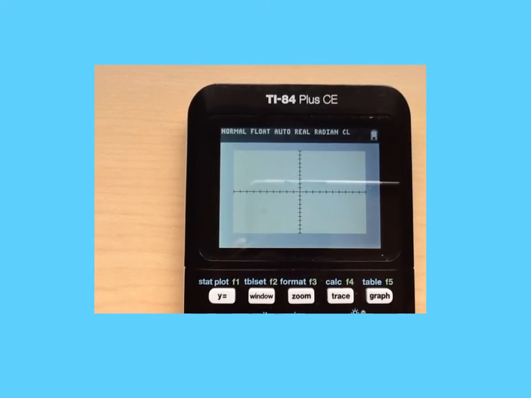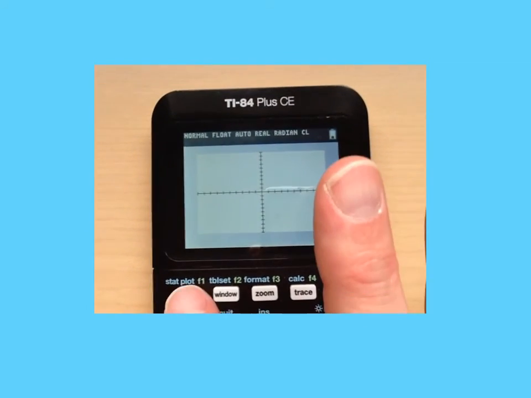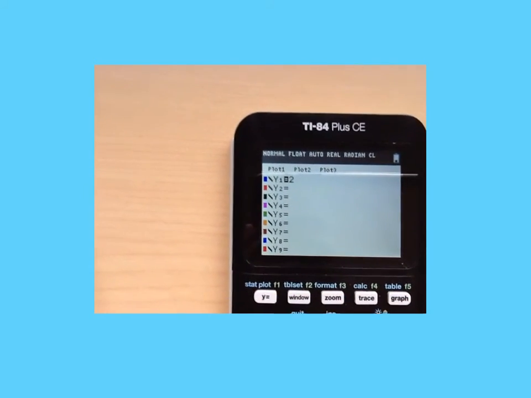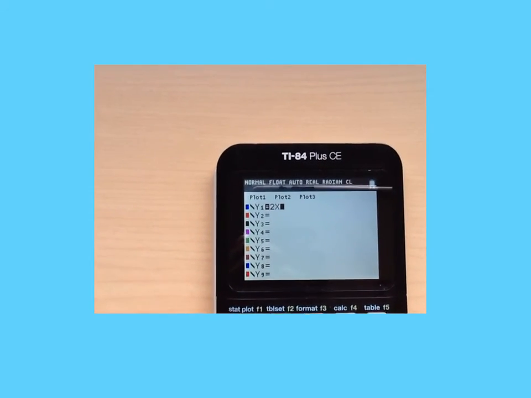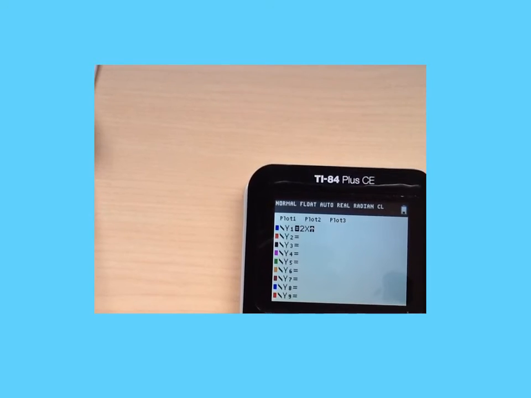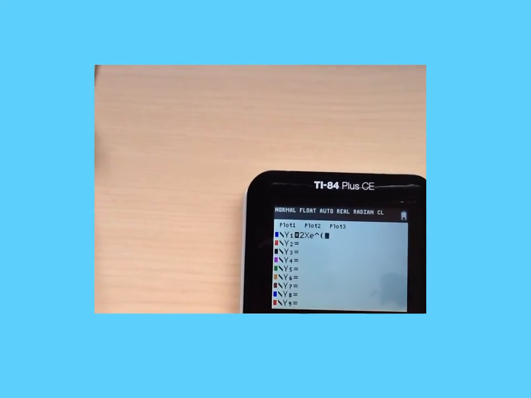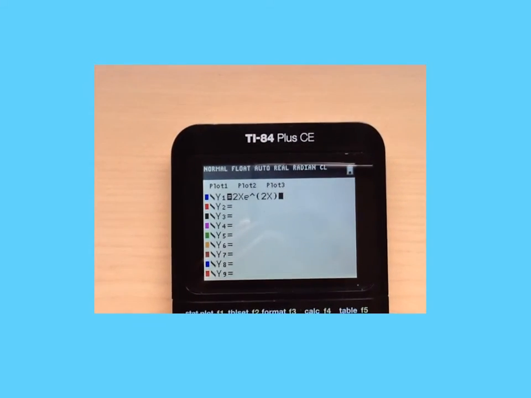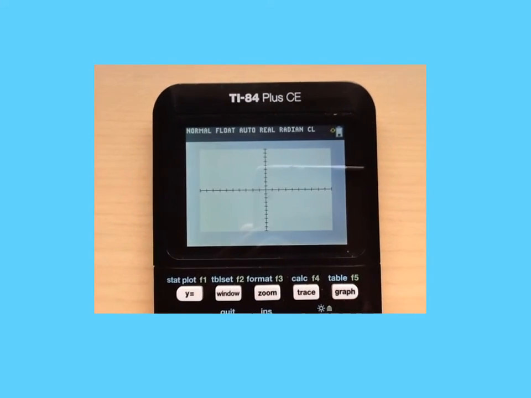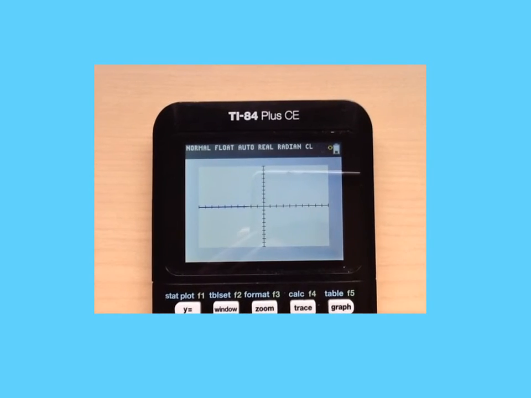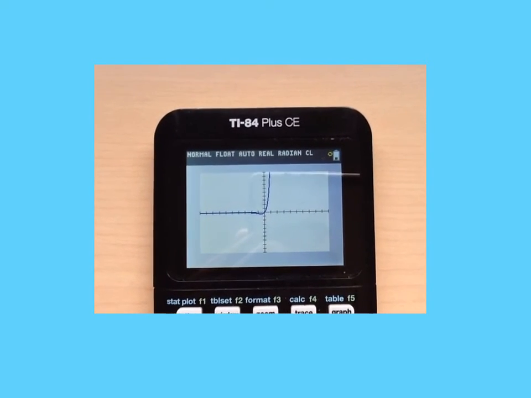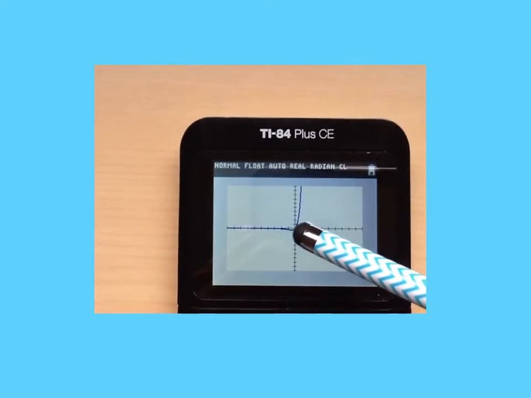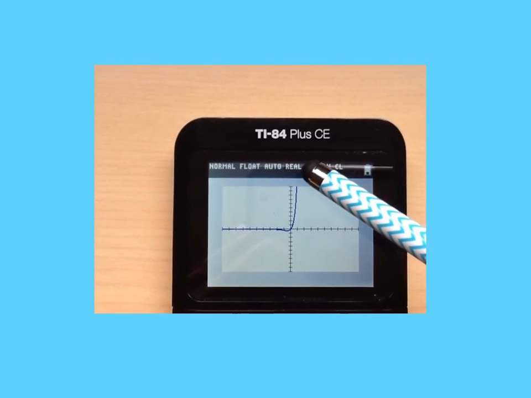Okay, so I'm going to type in our graph here. I'm going to go to y equals, and let's put in 2x e to the 2x. So there's our function. Let's go ahead and graph that. And there we go. We can see right away that this is heading off right to infinity here.